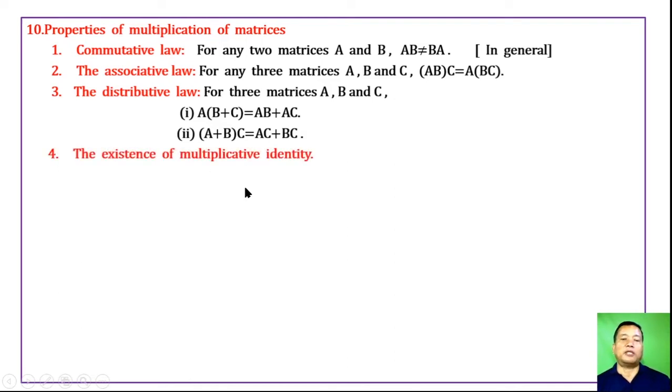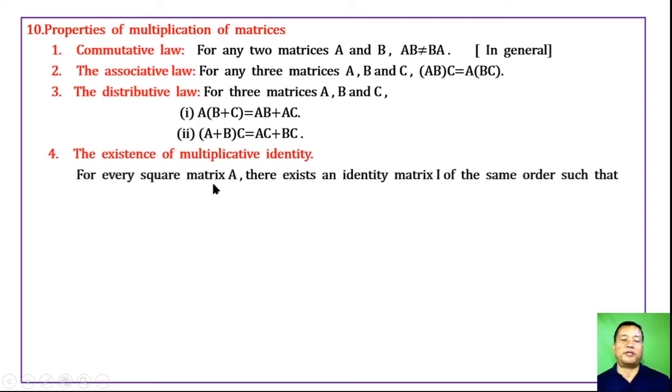The existence of multiplicative identity. For every square matrix A, there exists an identity matrix I of the same order such that IA equal to AI equal to A. Assume A is any square matrix of some order, and I is an identity matrix of the same order. Then product IA equals AI equals A, so I is a multiplicative identity.